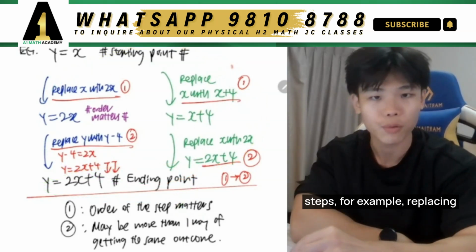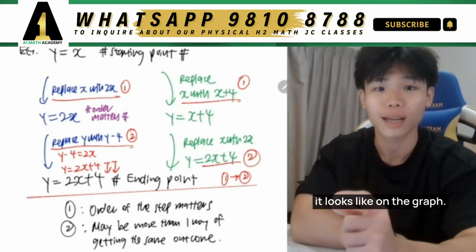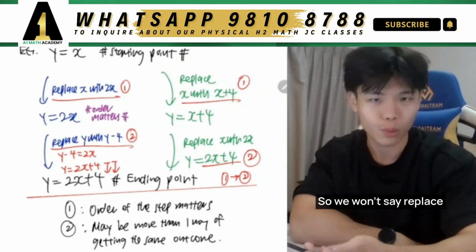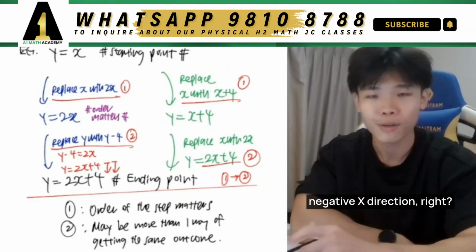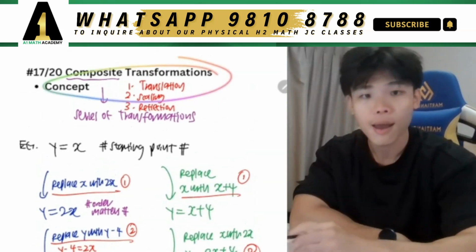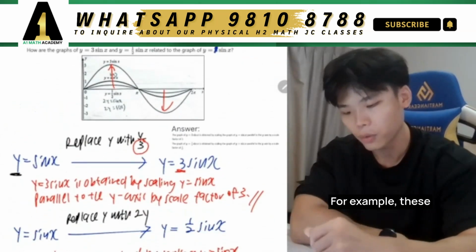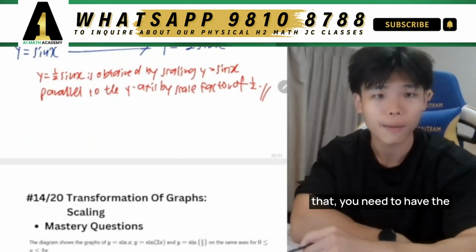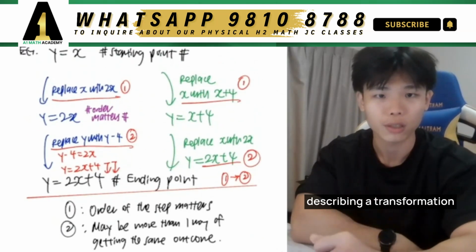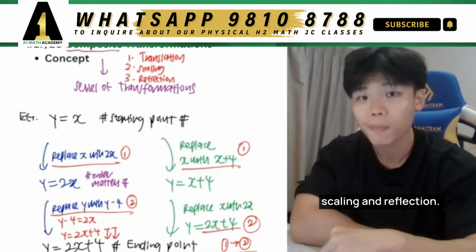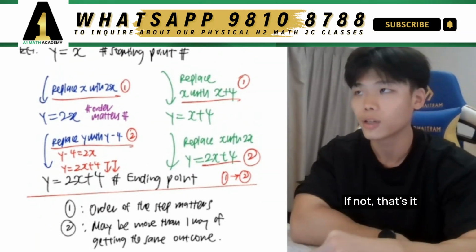When you figure out the steps, for example replacing x with x plus 4, you have to be able to articulate how it looks on the graph. So we won't say replace x with x plus 4, we will say translate the graph by 4 units in the negative x direction. By the time you reach composite transformations, for every standard explanation that we have done so far, such as scale factor and all that, you need to have the framework in your head already: the general way of describing a transformation for translation, scaling, and reflection. Once you're able to do that, these types of questions should be pretty easy. Okay, that's it for this concept.